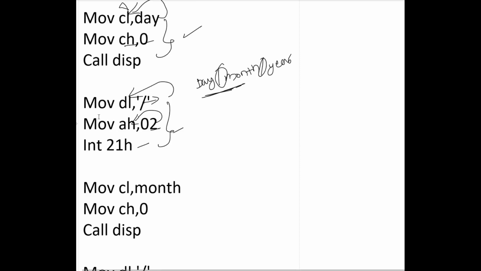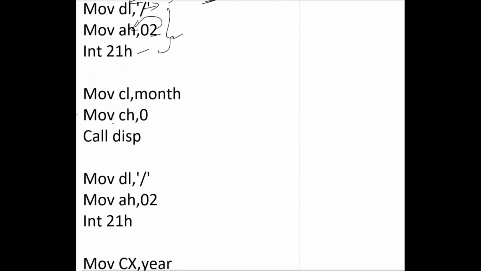And the next is move CL comma month. The value which is stored in the month variable is moved to the CL register, and the CH register is set to 0 and call disp. Here we are calling this procedure to display the value which is stored in the CL register. These three lines of the code are used to display the current month value on the console.